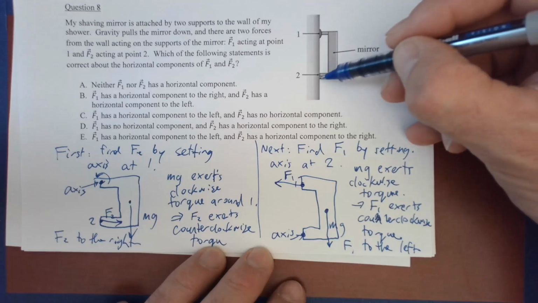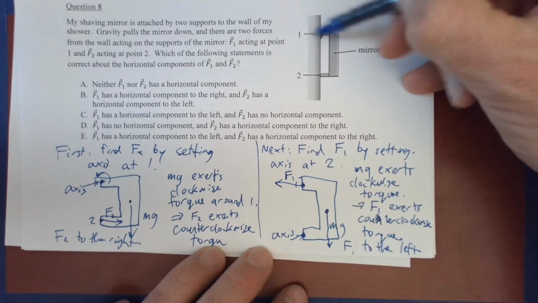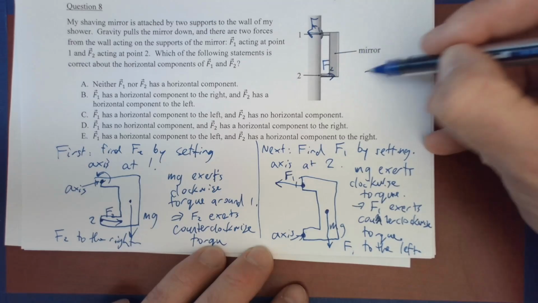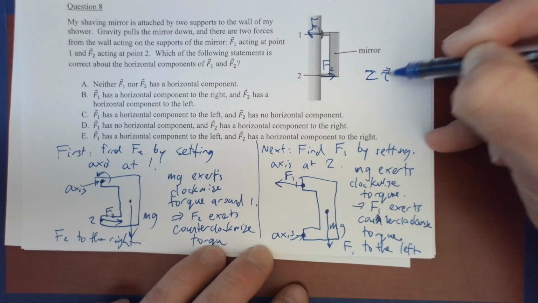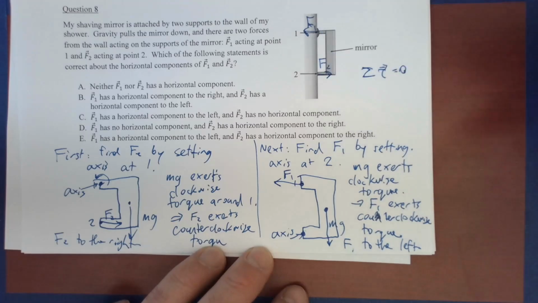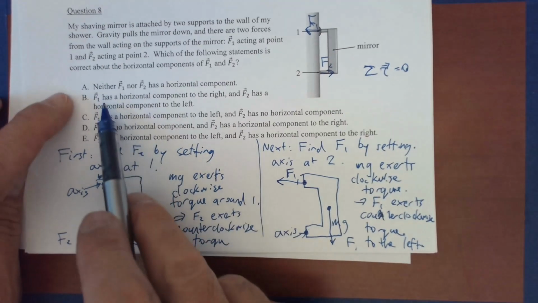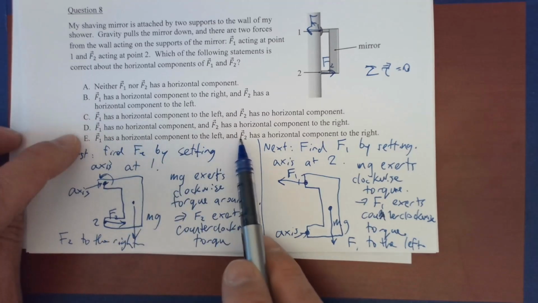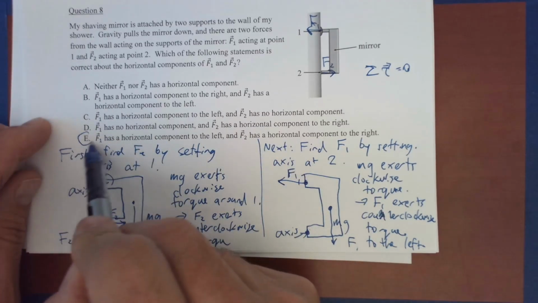Which I think is why there's a suction cup on the mirror pulling it in that way, and this can just be a stick. You can kind of imagine that, right? It has to pull here, and it has to push here. And that's the only way you can have the sum of all the torques on the thing equal to 0 about any axis, about the rotation axis at 1 or the rotation axis at 2. So F1 has a horizontal component to the left, correct? And F2 has a horizontal component to the right, so the answer is E.